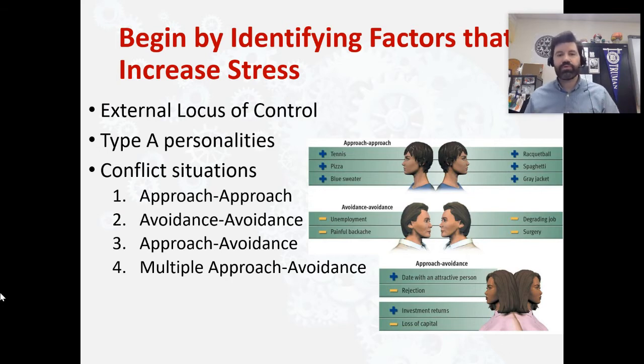That's the idea of an approach avoidance. And then multiple approach avoidance. This is the most stressful of all. It's the most complicated. It usually takes the most time. The idea behind multiple approach avoidance is you are now trying to choose between things that both have possible positive and negative outcomes.